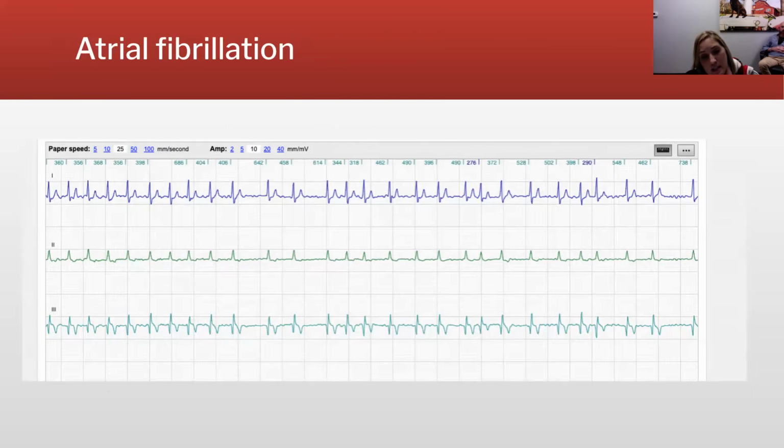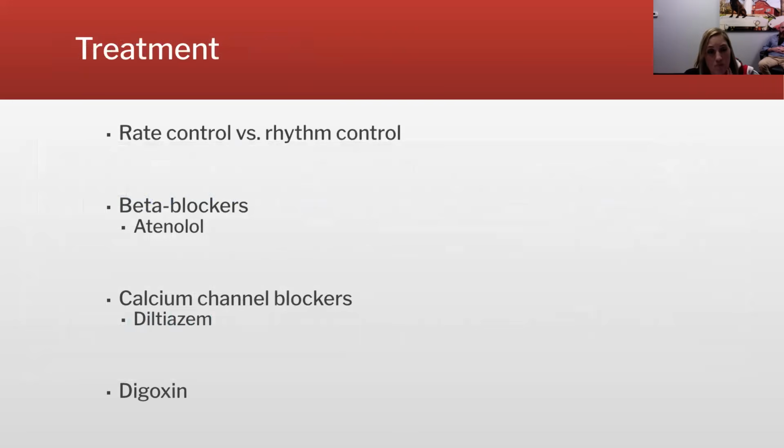So when we see this, the treatment options are really rate control versus rhythm control. So rate control would be giving them medications to slow their heart rate so that it is closer to normal for them. Versus rhythm control is going to be converting them back to a normal sinus rhythm. In most cases of veterinary medicine, we're doing rate control. That's for a couple of reasons.